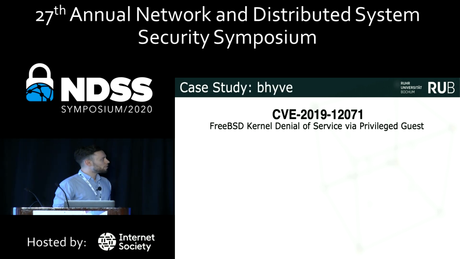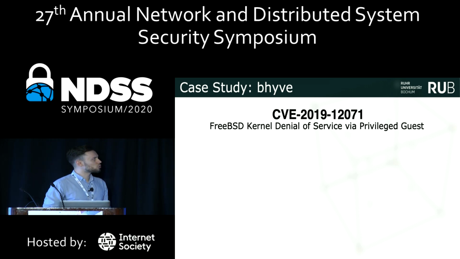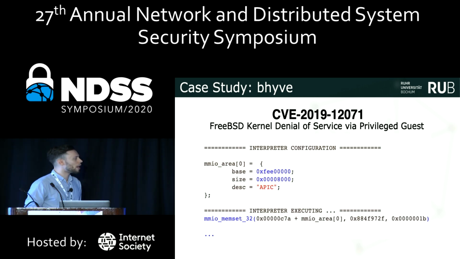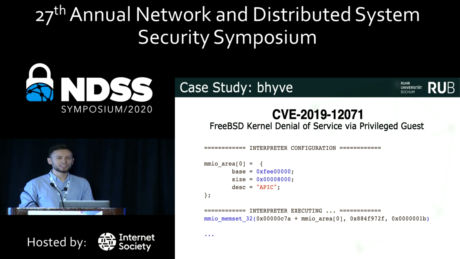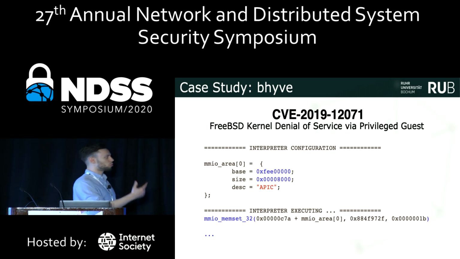We found a host denial of service in the Bhyve hypervisor. Bhyve is the standard FreeBSD hypervisor. And this is the payload found by our fuzzing operating system. There is a configuration for the interpreter, and in this case, we will only focus on one specific region, the APIC region. APIC stands for the Advanced Programmable Interrupt Controller. So it's basically the interrupt controller.